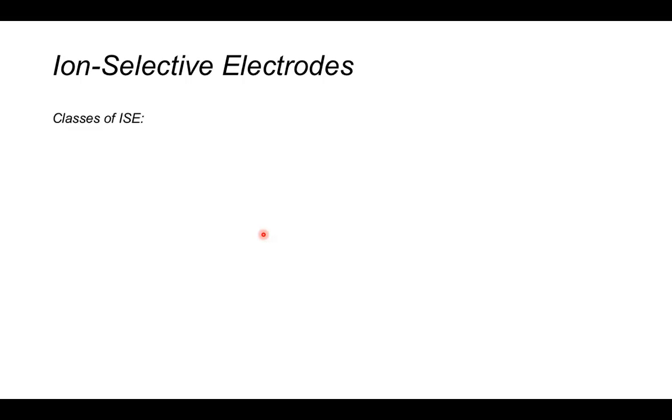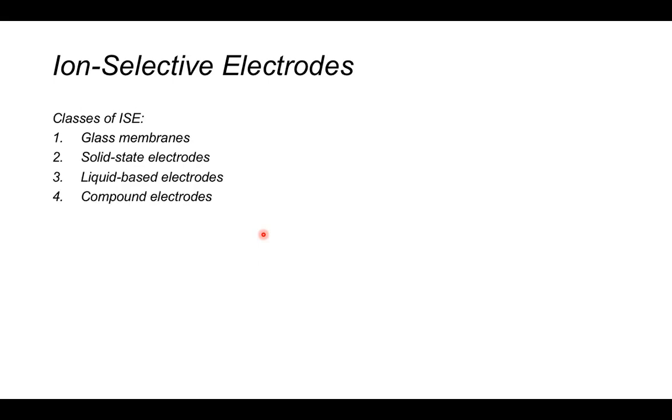Okay, so ion selective electrodes. The ones that we looked at were the glass electrode for the pH meter, so we have glass membranes. There are also solid state electrodes, which we'll talk more about later, liquid-based electrodes, and compound electrodes.